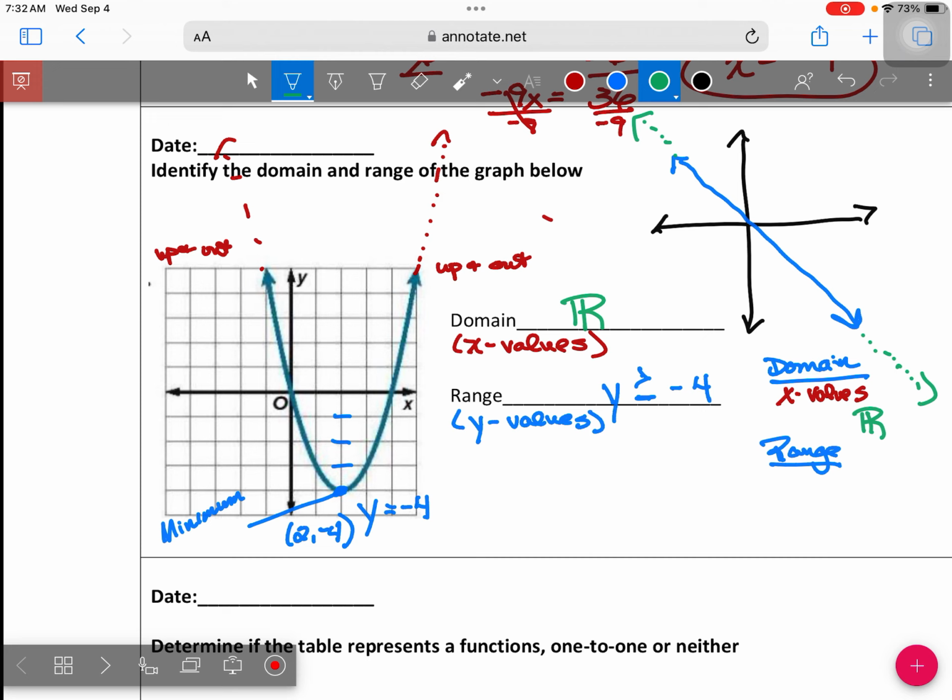Now, let's take a look at how high and low we go. So the range is my y values. Okay. How high is that arrow going? Wait a minute. I guess it would be this way for you guys. Is it ever going to stop? Is it ever going to stop going down?